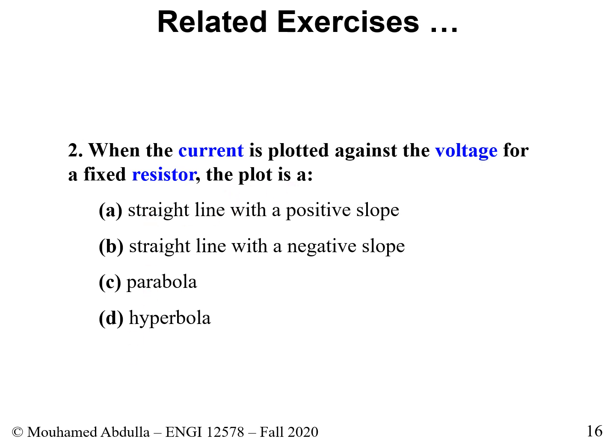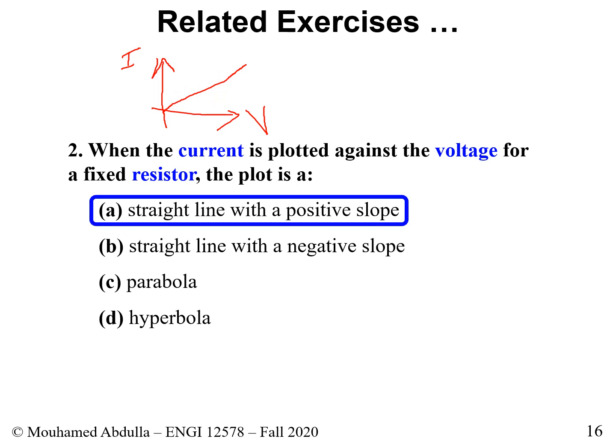So again, what we're asked is this. We have the current against the voltage for a specific resistor, and it will be like this. This will be true for a specific fixed resistor. The slope will be G, the conductance, and you do 1 over that to get the resistance. So let's go through the options.